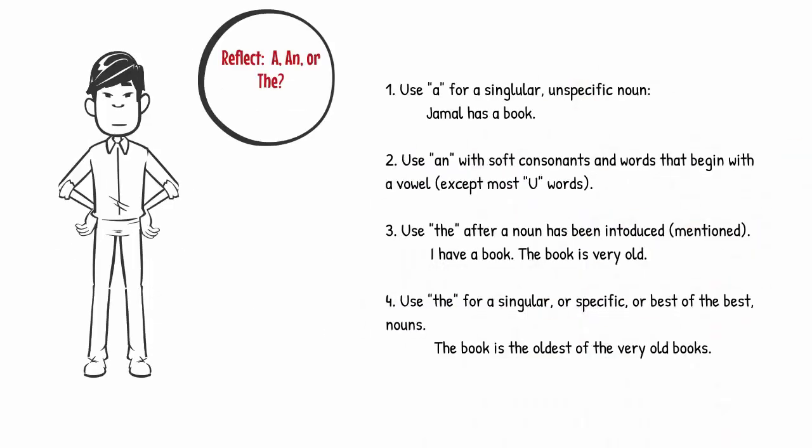Let's reflect. First, use a for singular unspecified nouns. Jamal has a book. Second, use an with soft consonants and words that begin with vowels, except most U words. Use the after a noun has been introduced. I have a book. The book is old. Number 4, use the for singular specific nouns, the best or the best of the best. The book is the oldest of the very old.